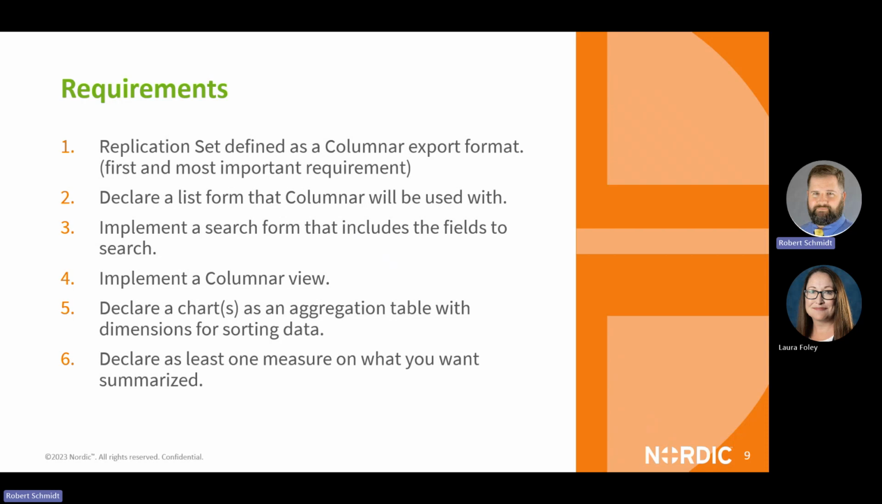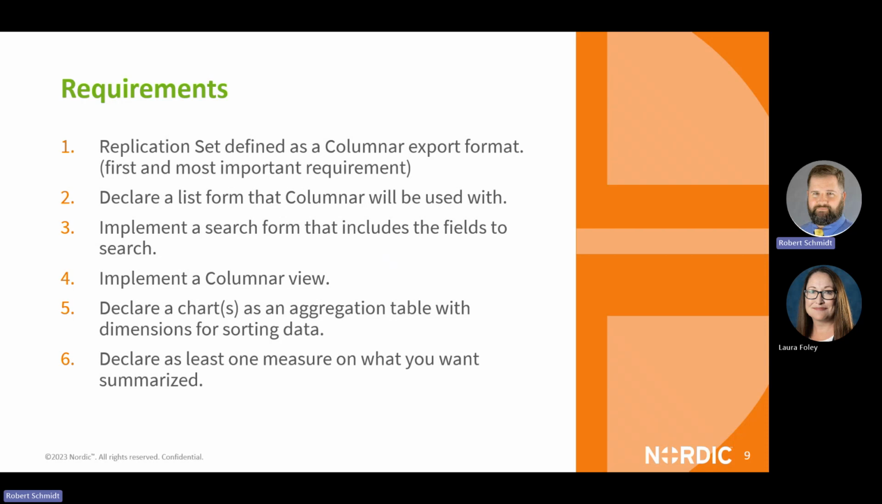So one of the first pieces is we have to have a list form. So we need to either declare or reutilize a list form that's already there and that columnar will be able to use. We then need to implement a search form, right? Generally speaking, most of our solutions have included the ability to search on specific data fields. So we need a search that would include any of the fields that our end users would want to search upon from the data set that we're pulling.